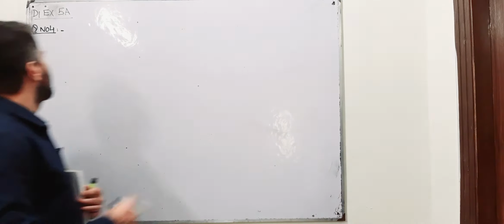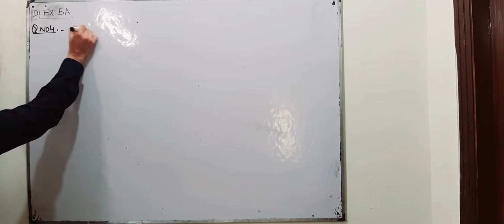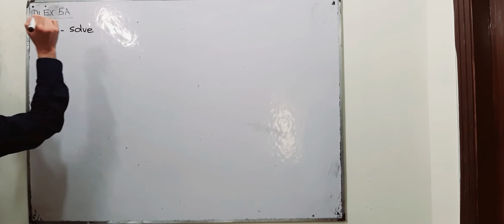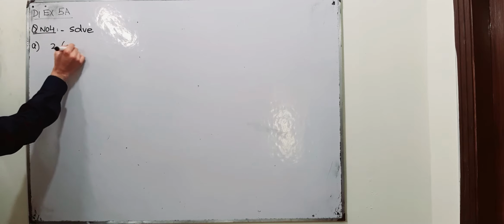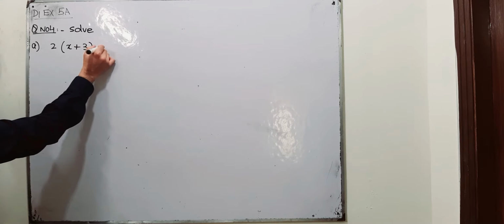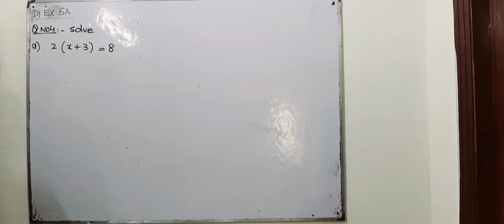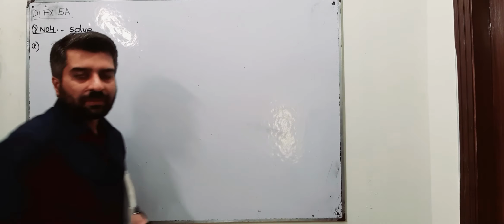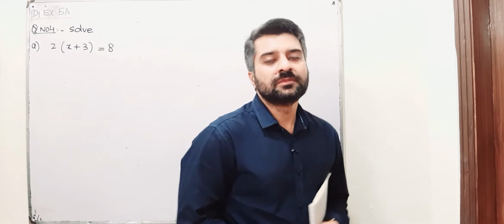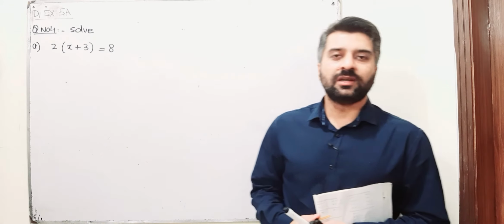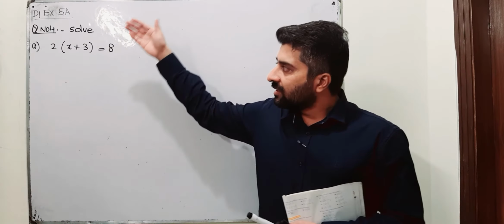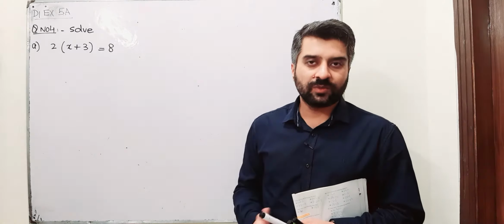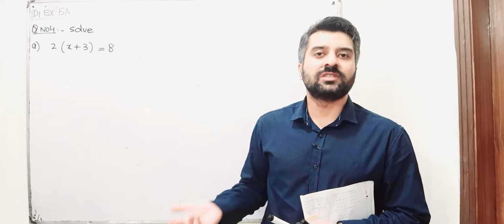So question number 4, part A, that is solution of linear equations. Solve each of the following equations. Part number A is 2 and we have a bracket, x plus 3 equals to 8. Now in this question you need to find out the value of the variable which is x here. This is the variable, and the term solve means find out the value of the unknown which is x.